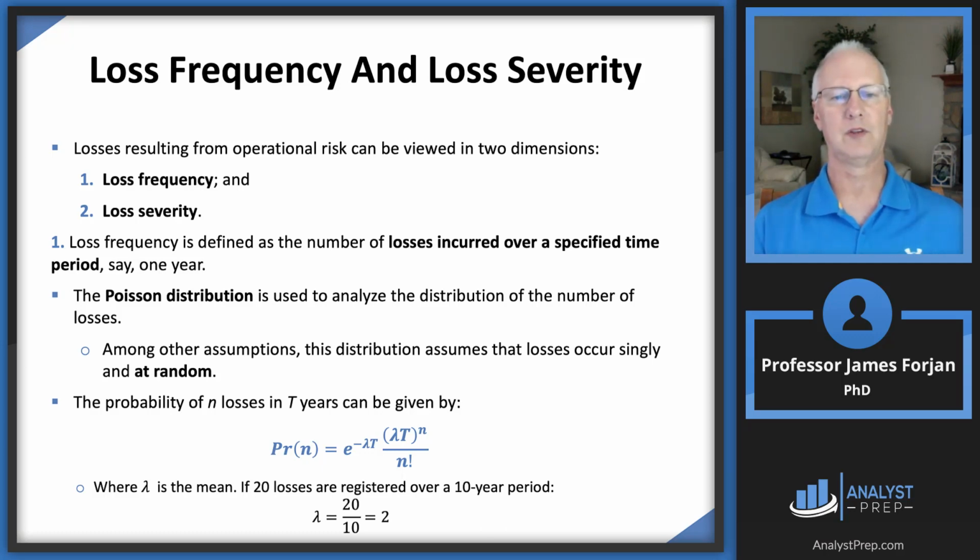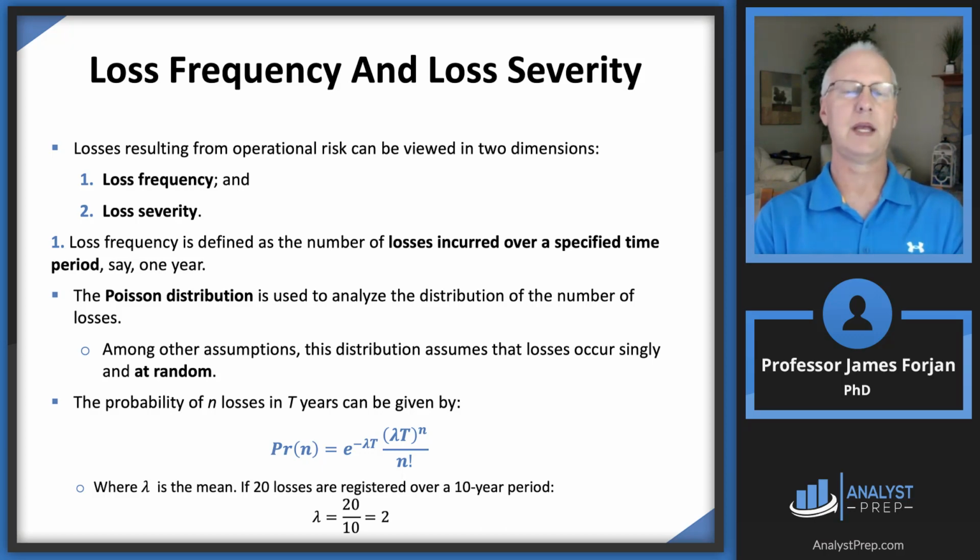All right, so there's this Poisson distribution probability, the probability of n losses in t years, which is given by, we've got t years right there. So there's the capital T, and then we have the n losses, and then we have that lambda in there. And that is going to be the mean. So this is what we know.